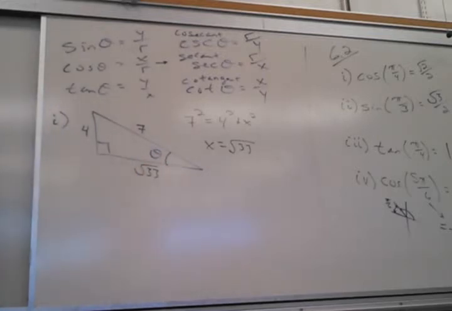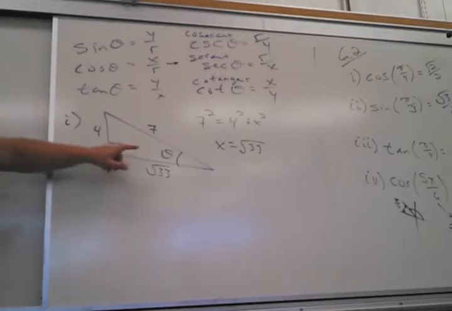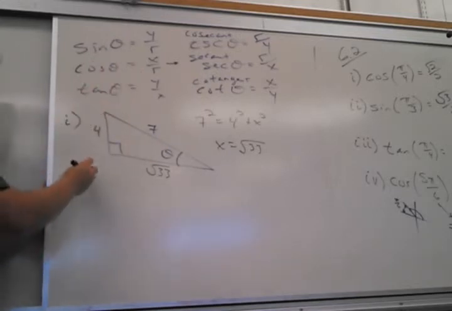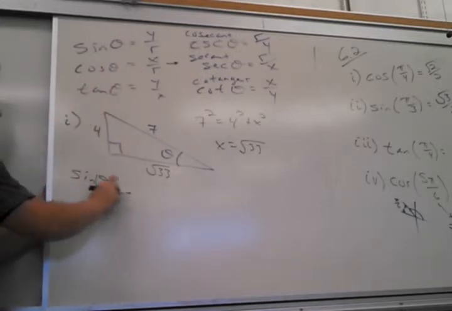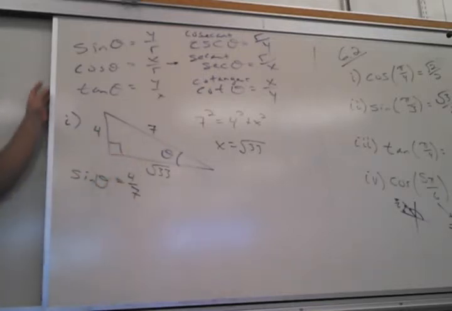Of course, you should realize most triangles that you just come up with are always going to have some root somewhere in them. There's relatively fewer triangles that have nice whole number sides: 3, 4, 5, 5, 12, 13, and so forth. So now this is exactly the kind of problem I'm going to give you. I'll say find the 6 trig function values of theta, or I might put an a there, or something else, who knows. So what would sine of theta be? Yeah, 4 over 7.